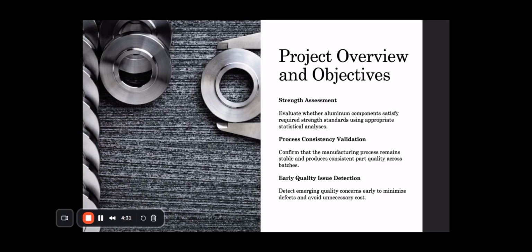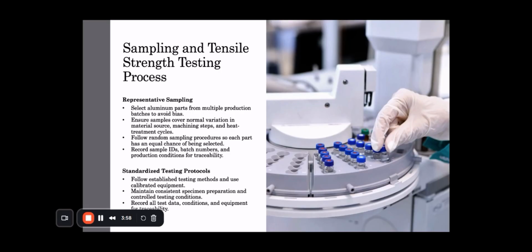This project focused on three main objectives. First, we evaluated the strength of aluminum components to ensure they met required specifications. Second, we looked at the process consistency, whether the manufacturing process remains stable and produces parts with predictable mechanical behavior. Finally, we aimed to detect any early indications of quality issues. Identifying problems early helps prevent defects, reduce costs, and improve reliability in production.